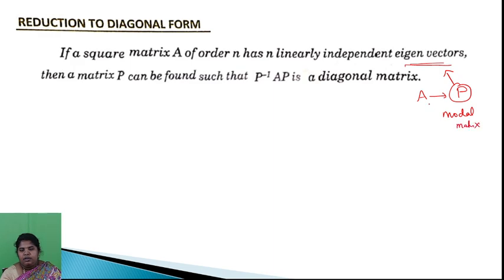To find P first, then take the P inverse. We know that the P inverse value is adjoint of P by modulus of P. And if you take the product P inverse AP, we obtain a matrix D, which is a diagonal matrix. So if a square matrix is given of order n, then that matrix has n independent eigenvectors. Then we can form a matrix P using those eigenvectors such that P inverse AP is a diagonal matrix.